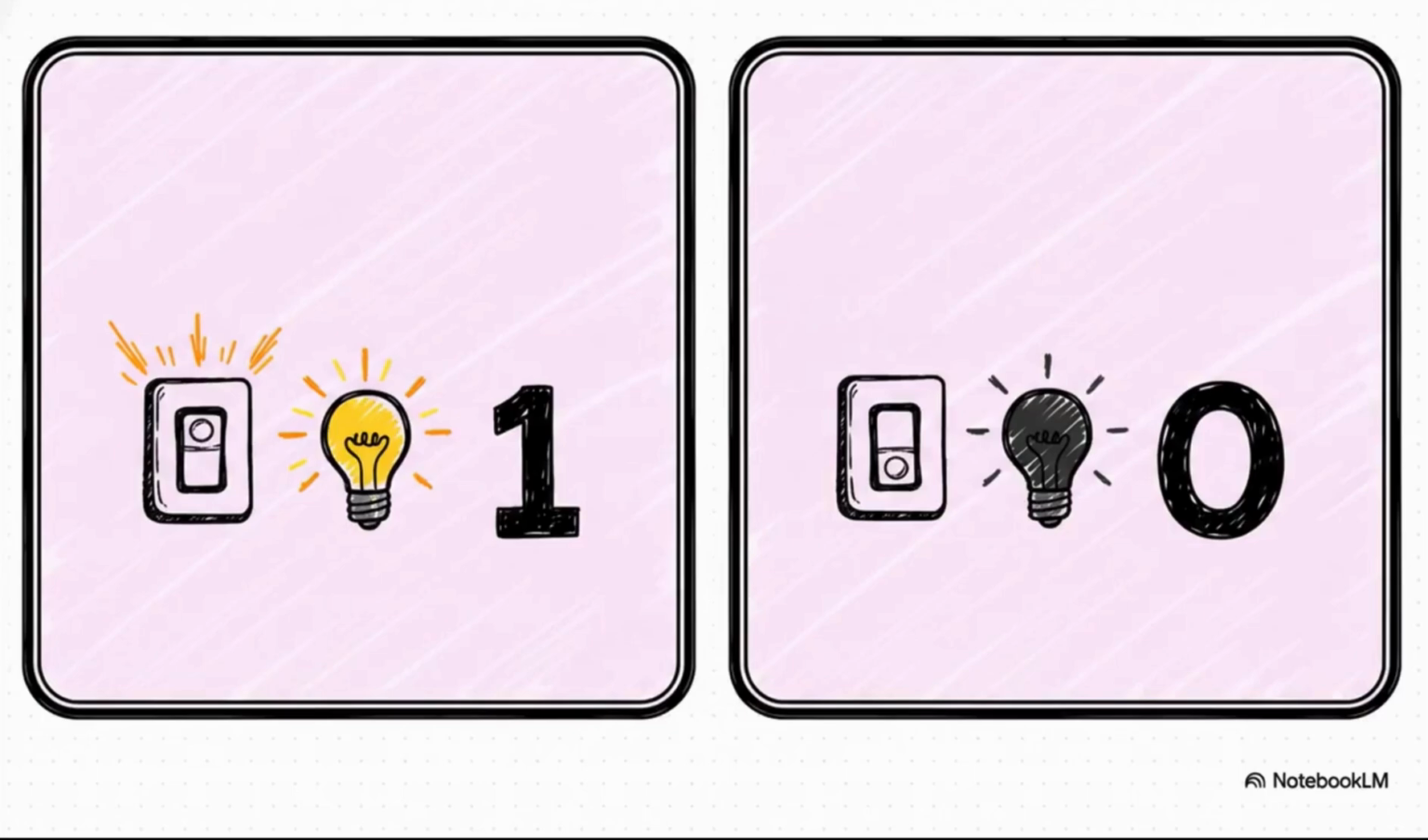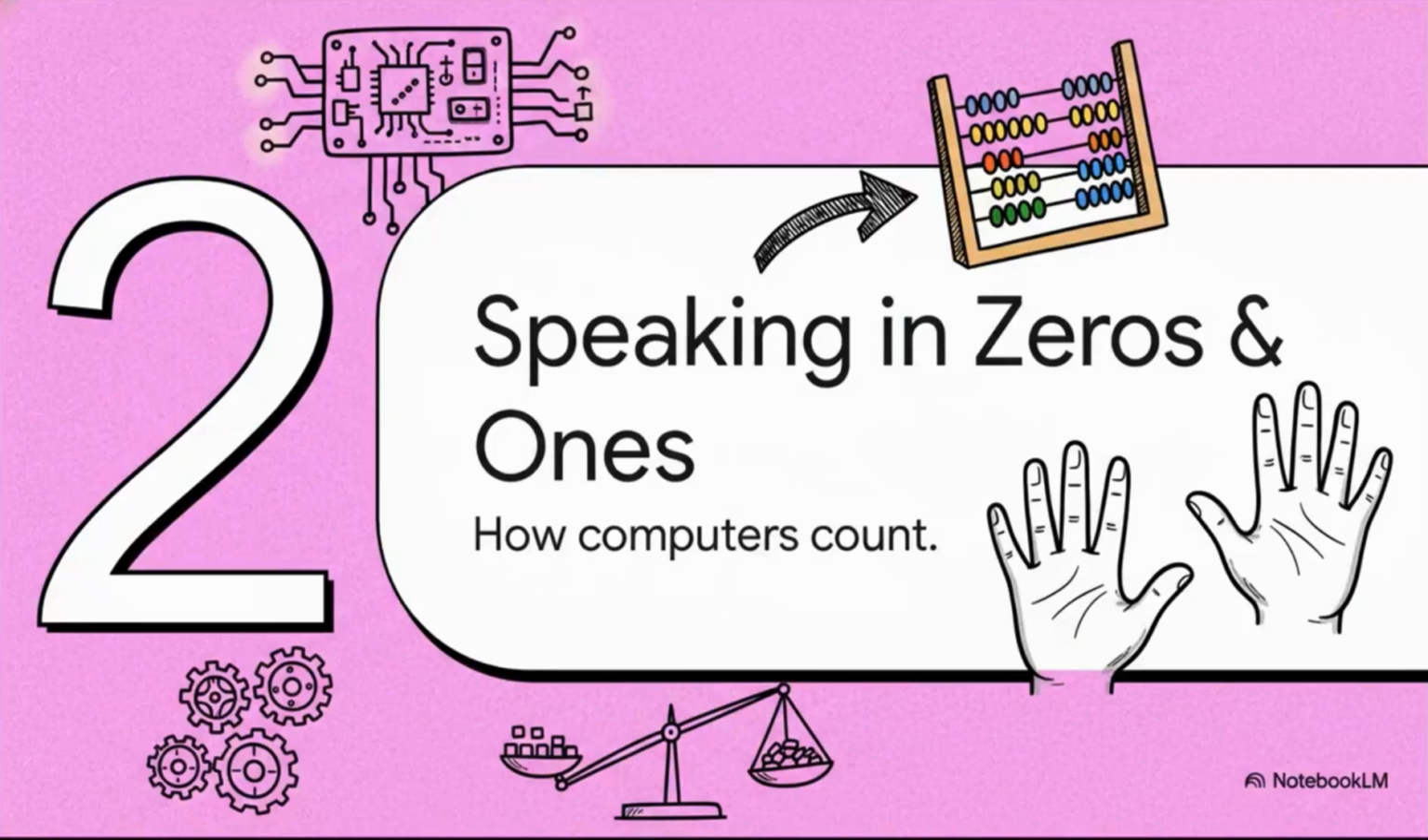And because of this simple on-off reality, computers need a language that only has two symbols. So we represent on with the number 1, and we represent off with the number 0. And this, right here, is the foundation of the binary system. It's the native tongue of every single computer on the planet.